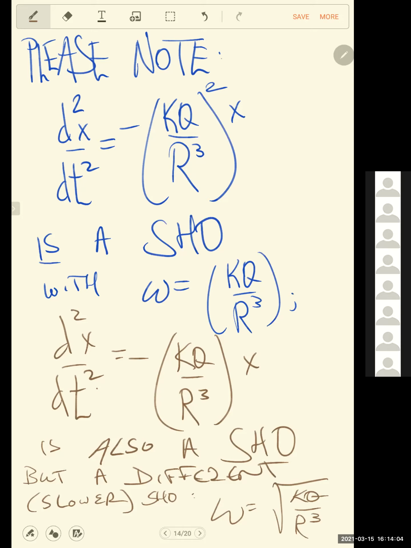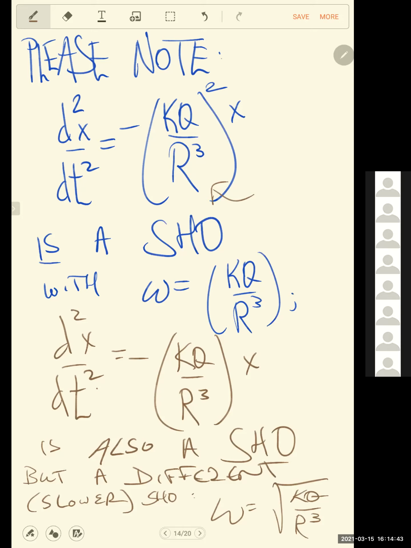But what I'm saying here in B is if you differentiate that cosine expression twice, you get a differential equation that does have the form of simple harmonic oscillation, i.e. the second time derivative equals negative some constant times the variable. It is a harmonic oscillator. Its angular frequency is the square root of that constant of proportionality. So it has angular frequency KQ over R cubed. And if you want the period, you divide omega by 2 pi and flip that, and you've got the period.